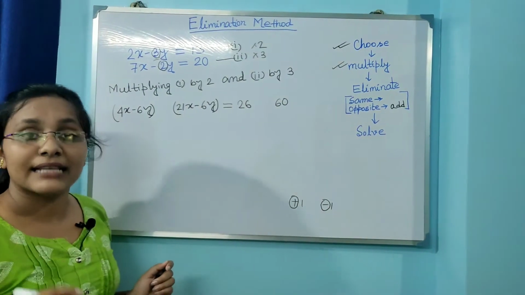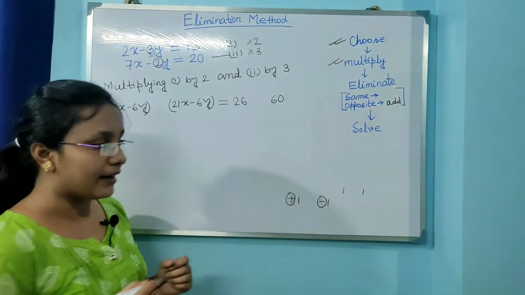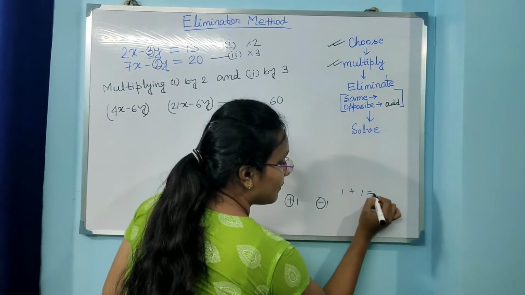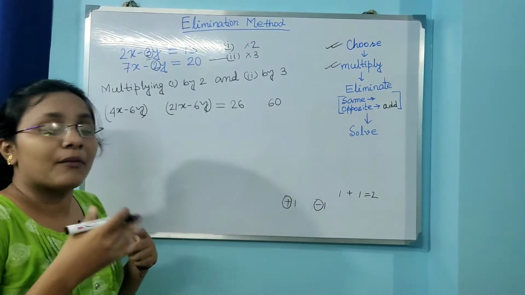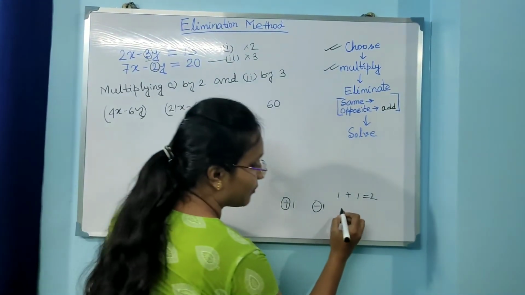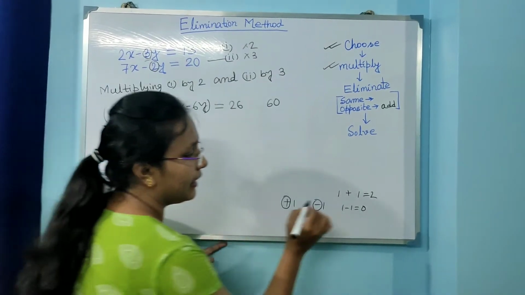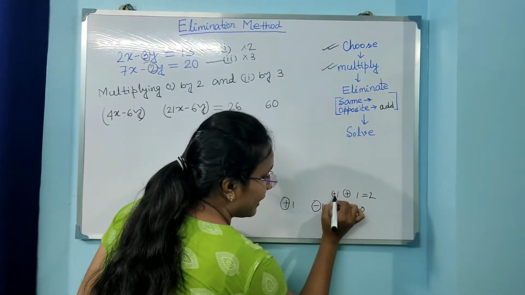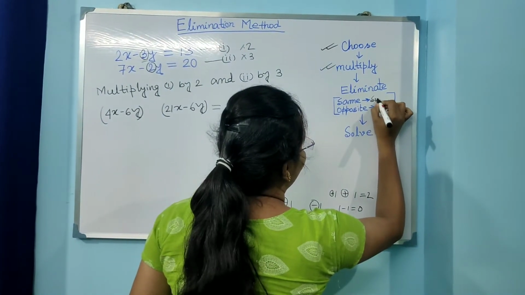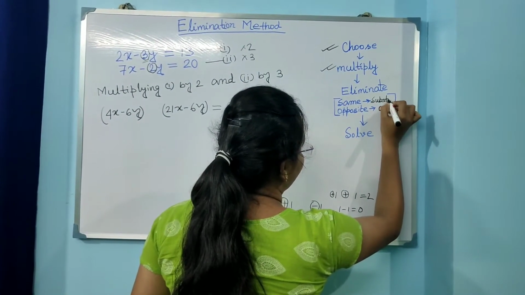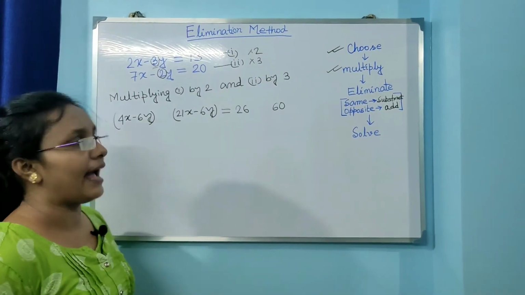But if you have the same sign, that is 1 and 1, and you add them, it gives 2. So 1 will not be eliminated. If you want to eliminate, then you have to subtract 1 from 1. Then it gives 0. That means if you have the same sign, then you have to subtract. So same sign, subtract. If opposite sign, then you have to add.